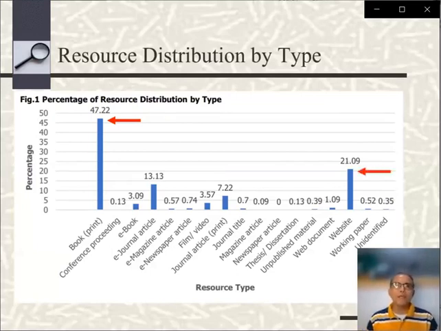In this study, websites were found to be the second most common resource type with 471 entries or 21.09%. Though e-journal article came in with the third highest percentage with 302 entries or 13.13%.